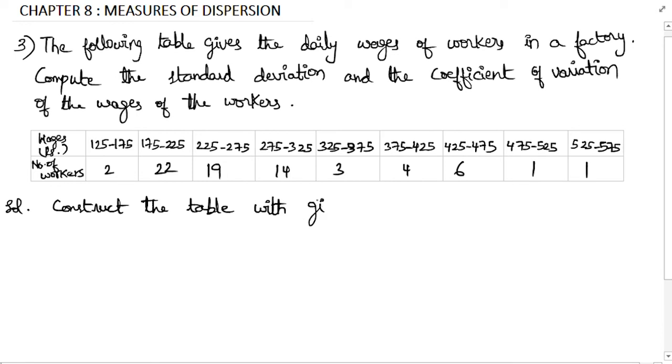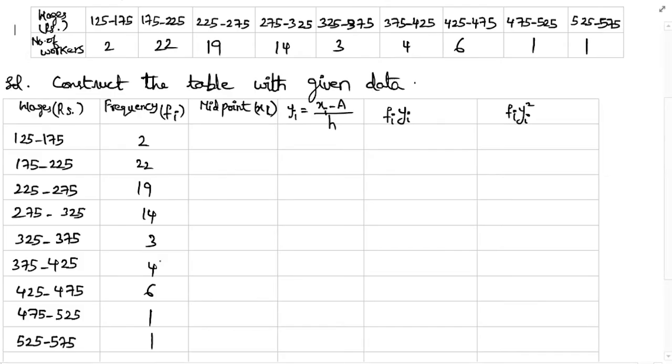So always make sure you construct the table in the correct way. So construct the table with the given data. I'll draw a table now. Okay, now I have drawn a table, and I have also written the wages and the frequency, that is the number of workers in this table. So these are the wages, and this is the number of workers, that is our frequency Fi.